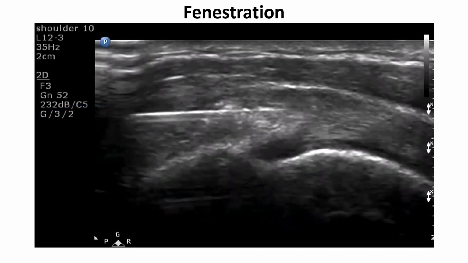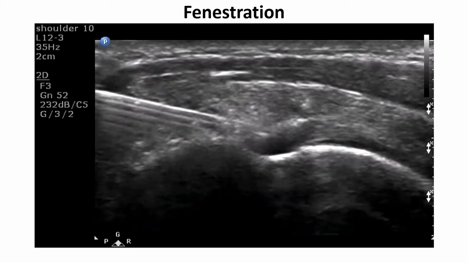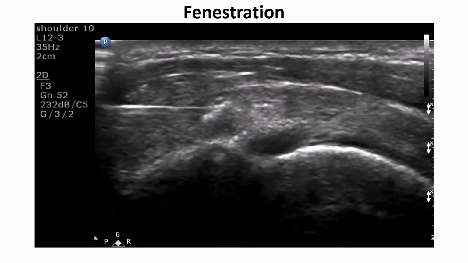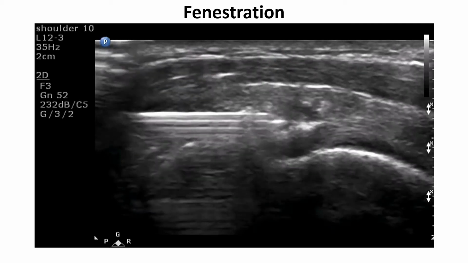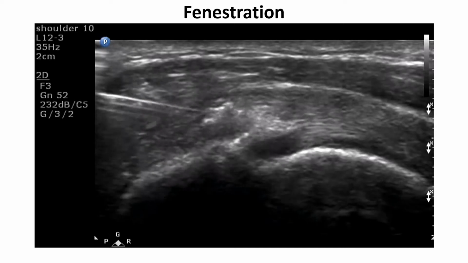This sono video demonstrates how the needle is introduced to fenestrate the calcium. Notice how the needle goes back and forth to chip these small pieces of calcium.